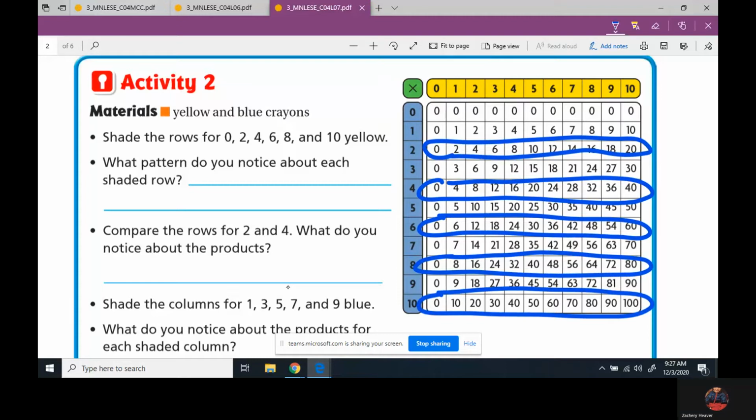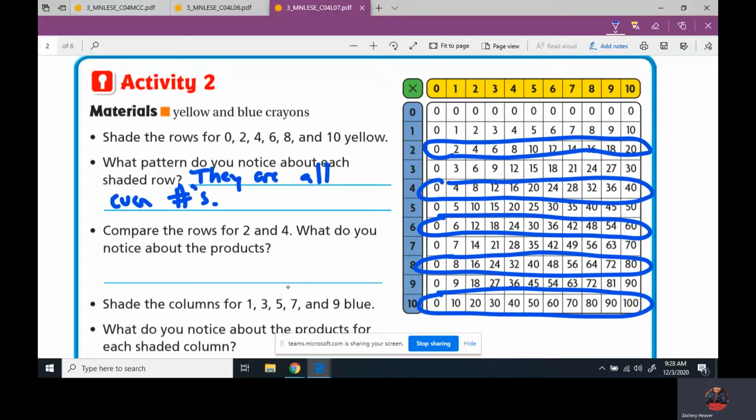So what do you notice about each row? All these numbers are even. They are all even numbers.